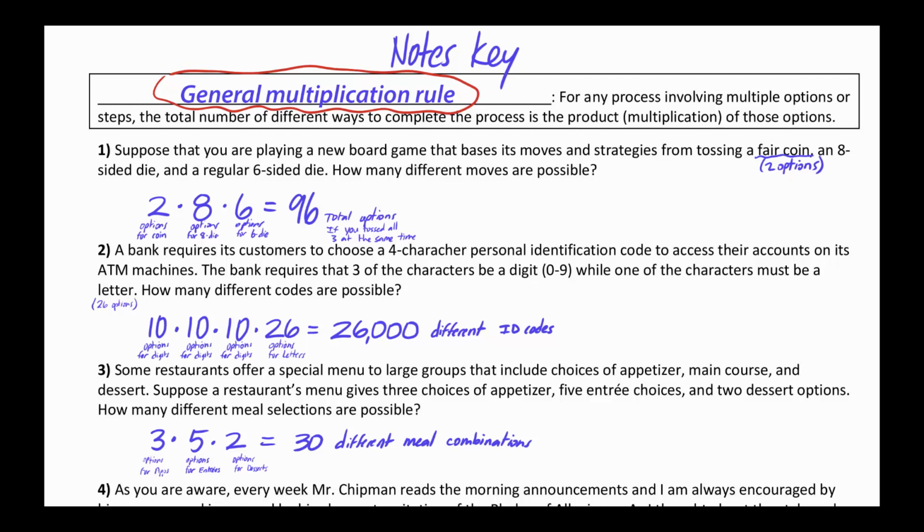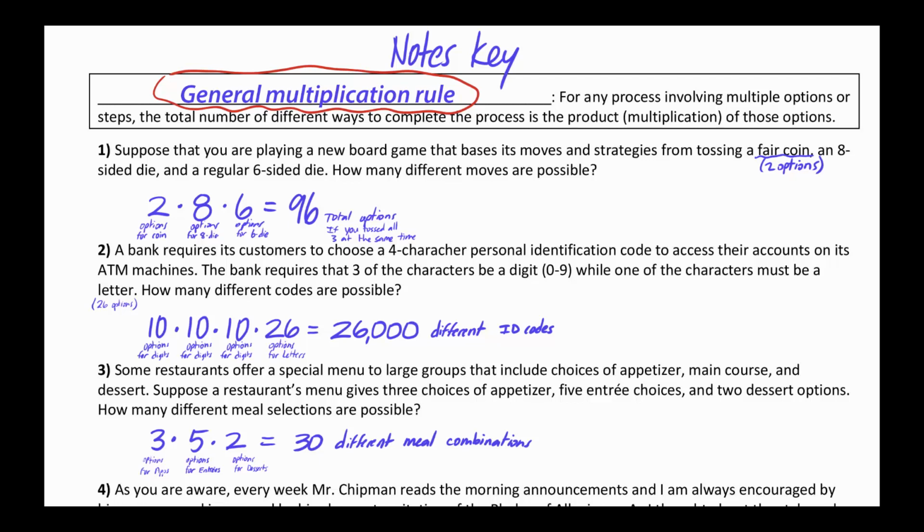Suppose that you're playing a new board game that bases its moves and strategies from tossing a fair coin, an 8-sided die, and a regular 6-sided die. And this is all at once. So you have 3 things that you're tossing, and maybe you get to choose or you get to do different things like that. How many different possible moves are there?